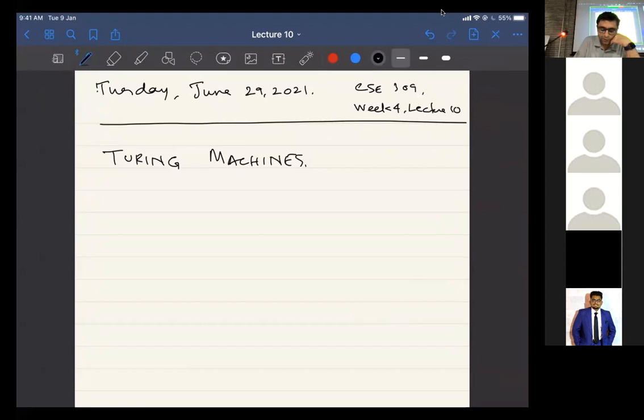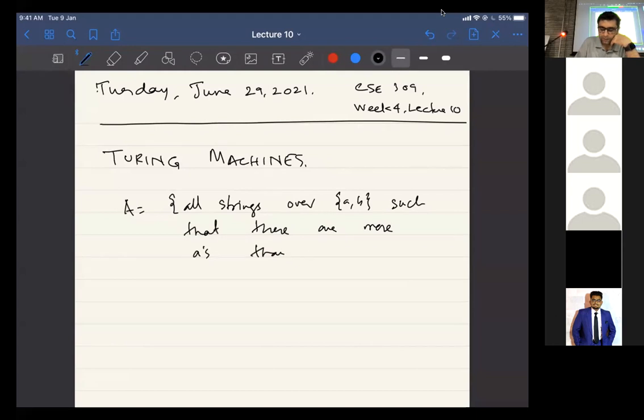So the language was that, suppose A is a language that contains all strings over AB such that there are more A's than B's, right? So we know that the sigma over here is just A and B, okay? And let us consider S as our start variable.